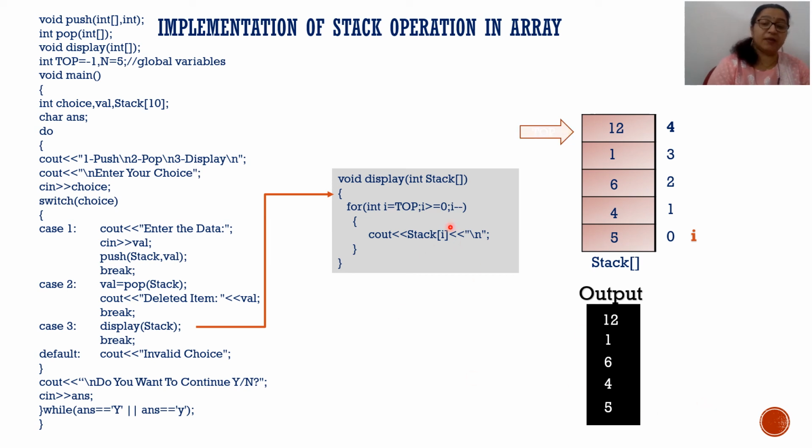Now we have got all the elements. If we decrement again, i is no longer greater than or equal to 0, so the case 3 option will end. So this is the way of displaying. Display means reverse style printing: the elements we assigned in the array are printed in reverse style. Last in, first out, that is the concept of stack. Clear? So this is display.